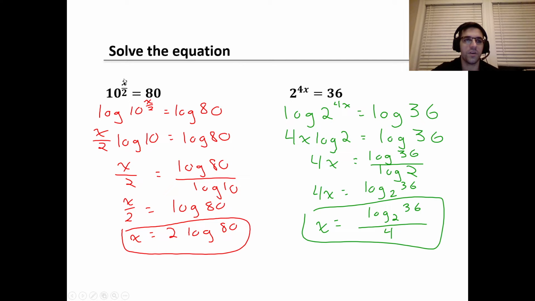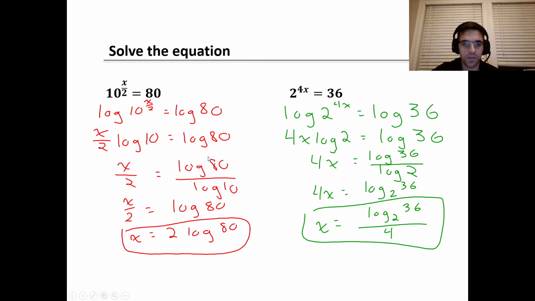10 to the power of x over 2 equals 80. Take the log of each side. Bring the exponent of x over 2 as a coefficient on the log. Divide both sides by a log of 10. And recall, we can write this as log base 10 of 80. And because 10 is the default base, I could just write this as log of 80.